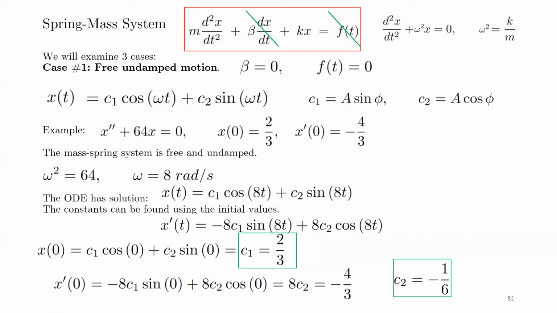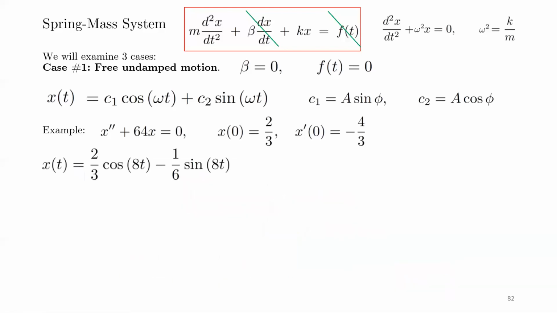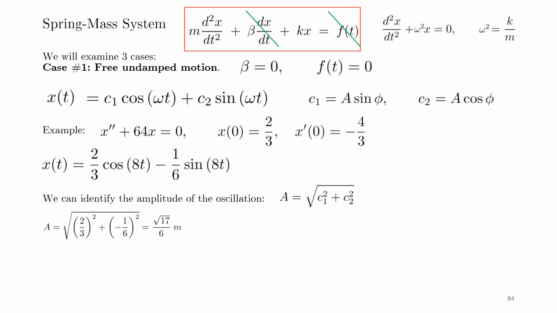Okay, so let's use C1 and C2 in the ODE solution there. Here my C1 is 2/3, C2 is negative 1/6. Let's try to identify the amplitude of the oscillation. The amplitude is the square root of C1 squared plus C2 squared. So 2/3 squared plus negative 1/6 squared, square root of that sum. If we do that, we get square root of 17 over 6 meters.